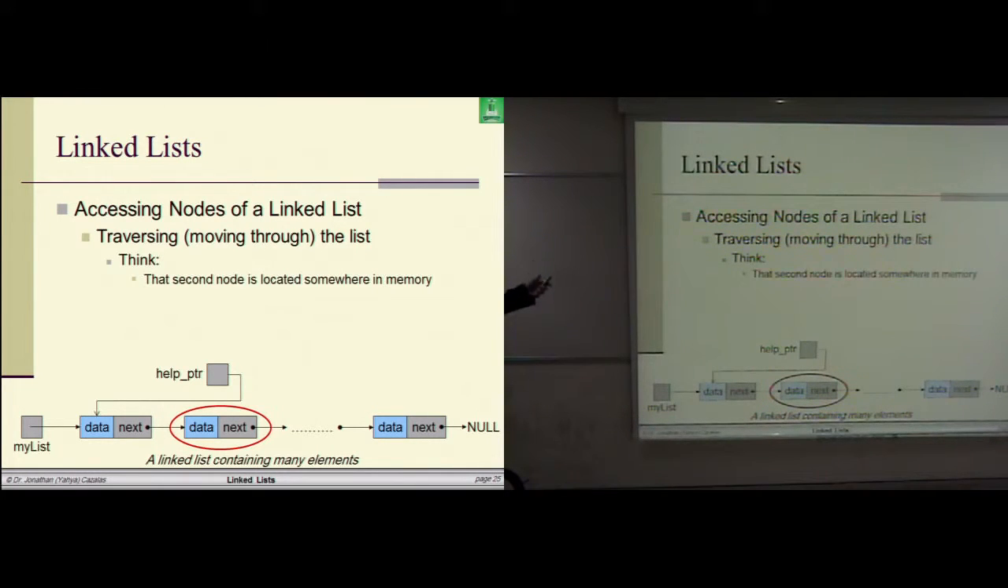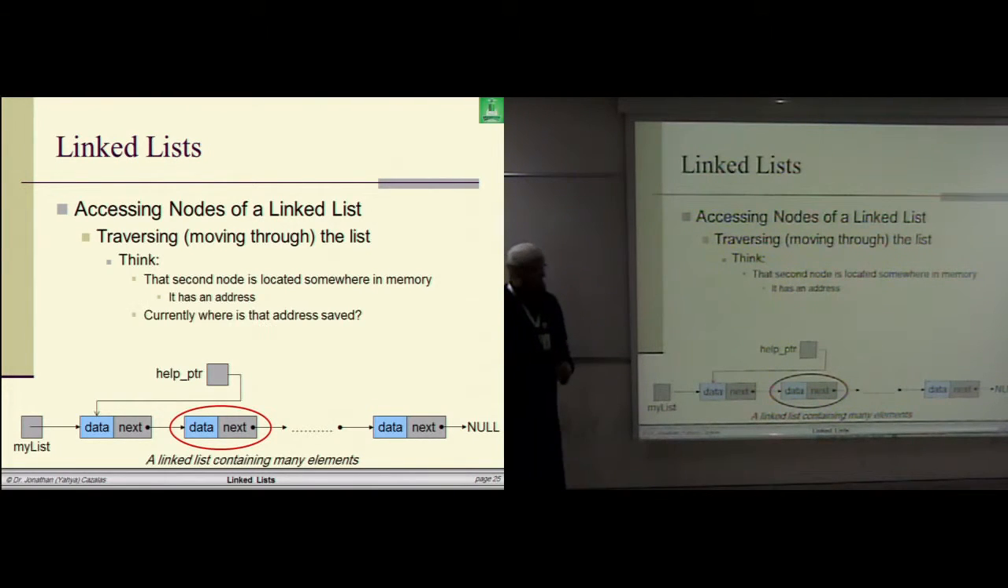I say, think. This second node is in memory somewhere, right? That second node, it's in memory somewhere. Is it in memory right after the first node? Maybe. Probably not. Probably the first node is there in memory, the second node is back there in memory. They're not after each other. It's not contiguous. Yes? It is not contiguous. The second node is somewhere in memory.